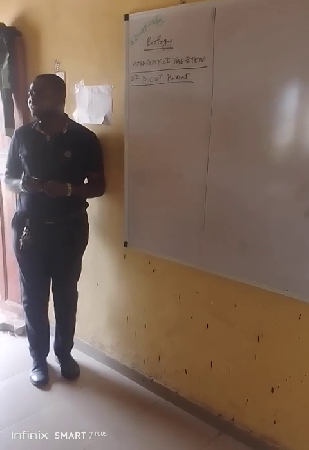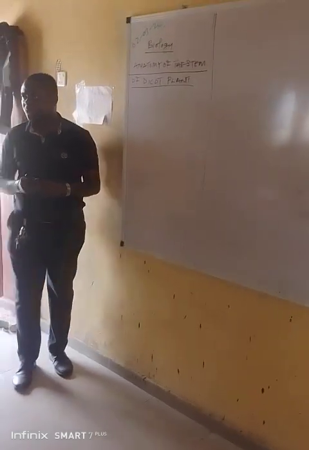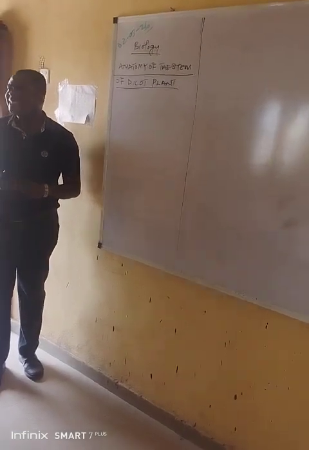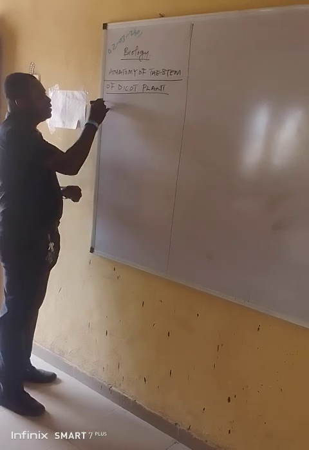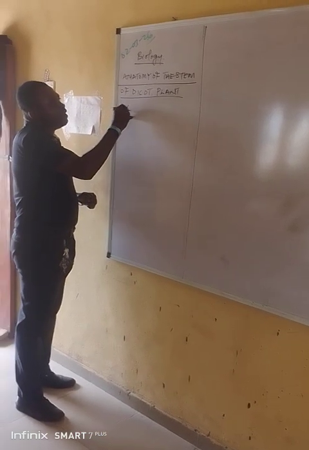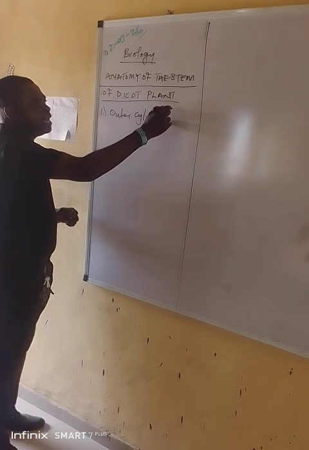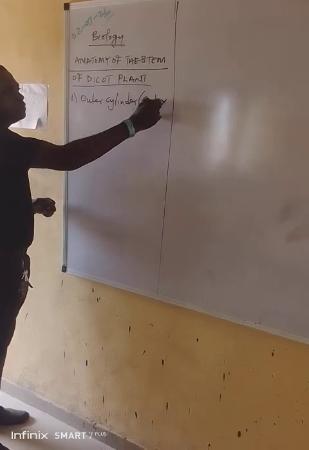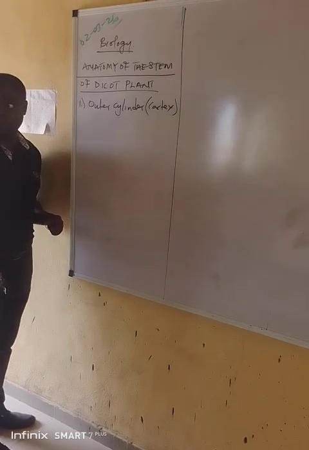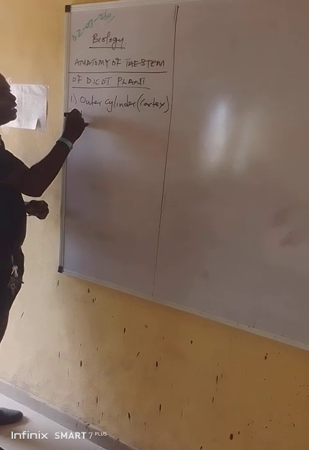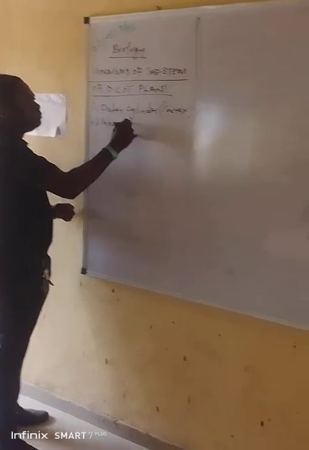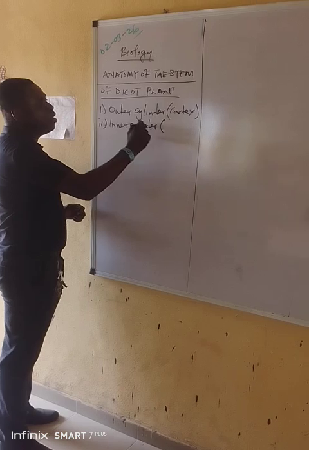The outer cylinder is called cortex. What did I call it? Cortex. While the inner cylinder is called stele. It's called what? Stele. So we have the outer cylinder, which is called cortex, and the second one is what? The inner cylinder. The inner cylinder is called stele.